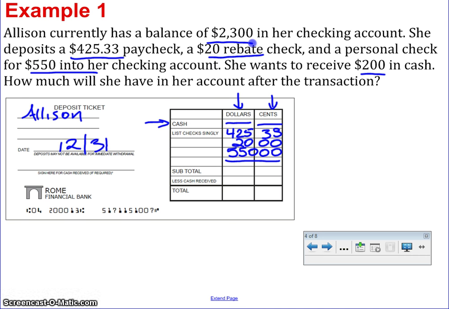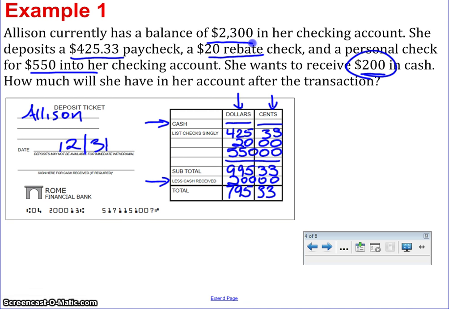So when we add all of these values together, I end up with $995.33. So the next column here says less cash received. So that means what cash is she getting back? Well, it says here that she wants to receive $200 in cash. So we're going to list that right there. And finally is a total. So we're going to subtract the less cash received, and the total balance is going to be $795.33.